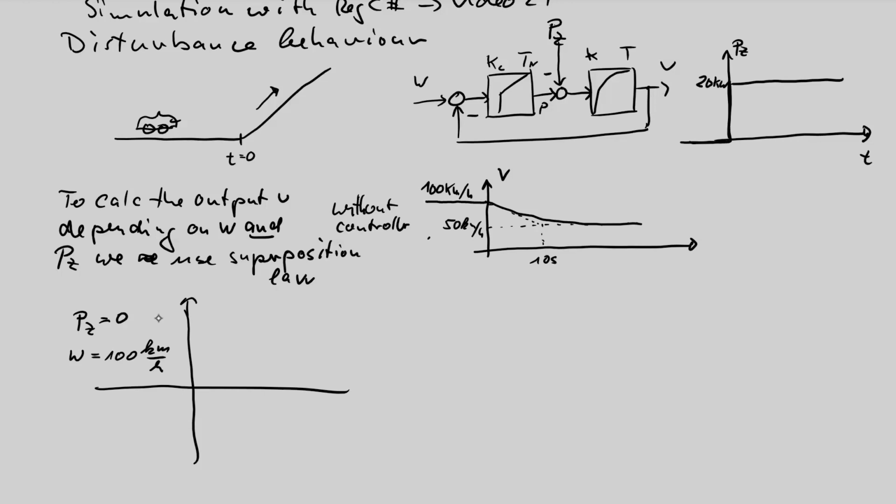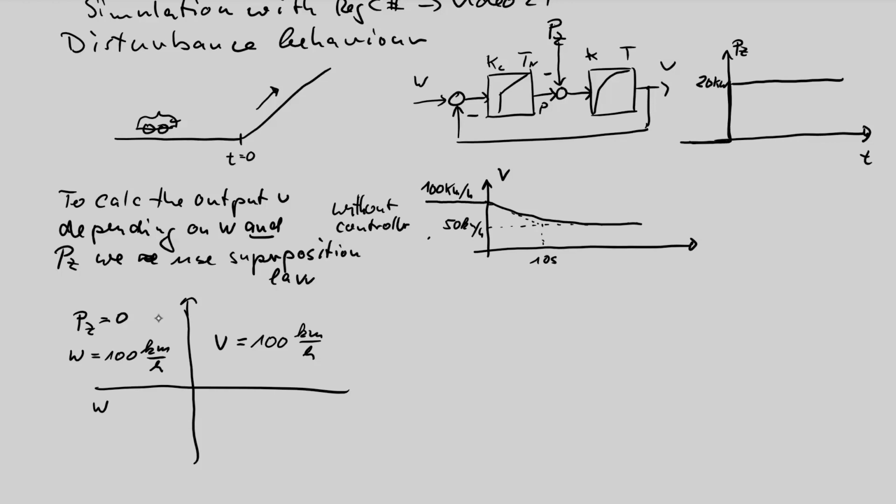Then I know, because there is no change in my desired value, I know with my PI controller there is no control error, as we have discussed before, that the output speed is also constant, 100 km per hour.